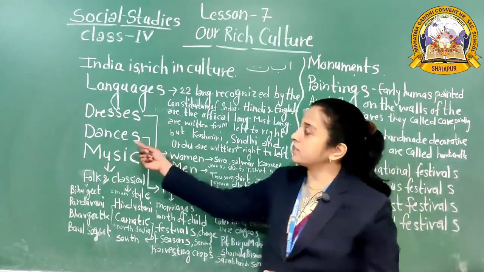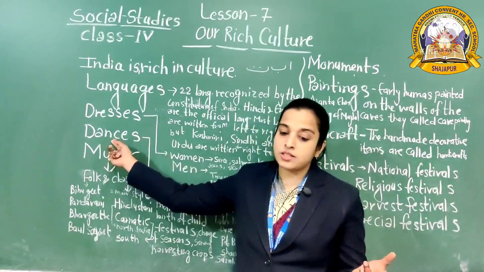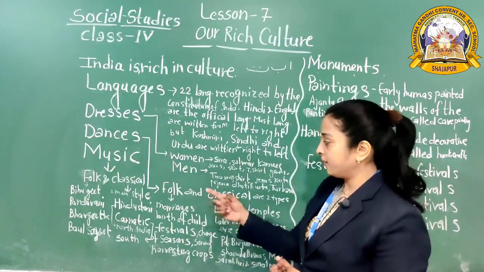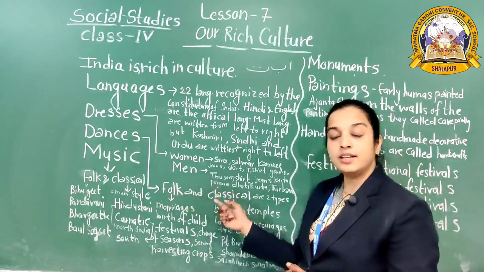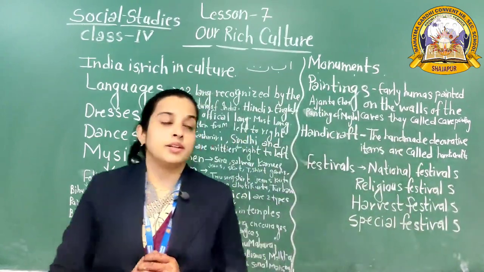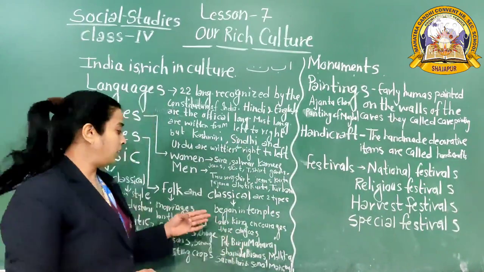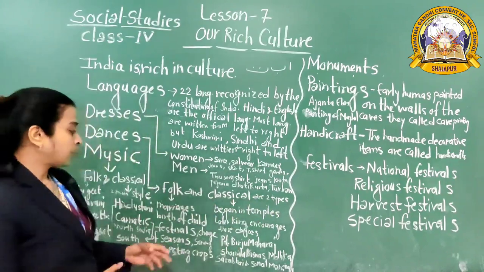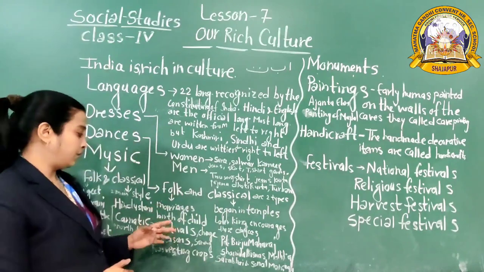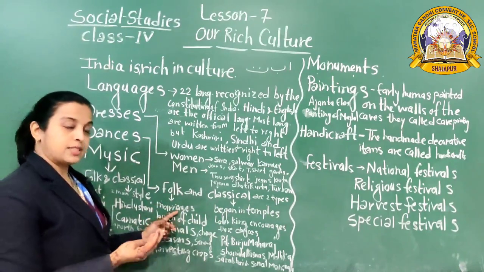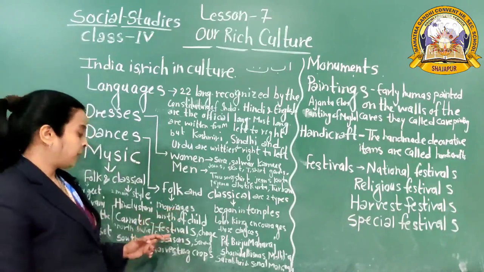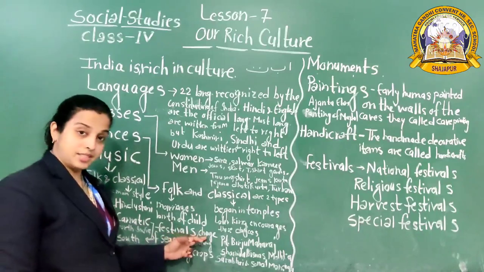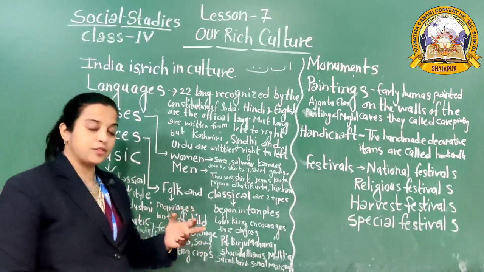Okay, next thing is dances. Two types of dances people perform in India. They are folk dances and classical dances. Folk dances are performed during marriages. Folk dances kab perform karte hain? During marriages, birth of child, festivals, change of seasons and sowing and harvesting of crops.